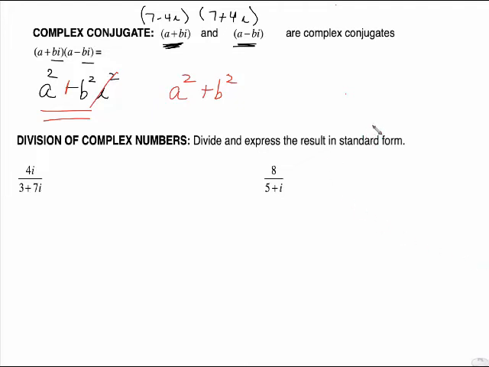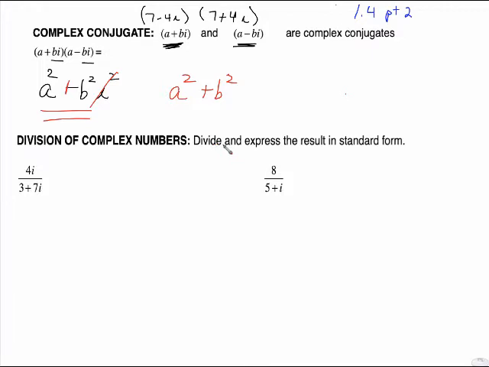This is MAC 1105, Section 1.4, Part 2. In Part 1, we learned about what is a complex number, what is an imaginary number. We added and subtracted, and we also multiplied complex numbers. Now we're getting ready to talk about division of complex numbers.